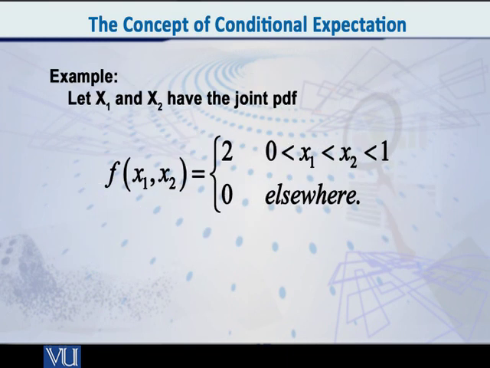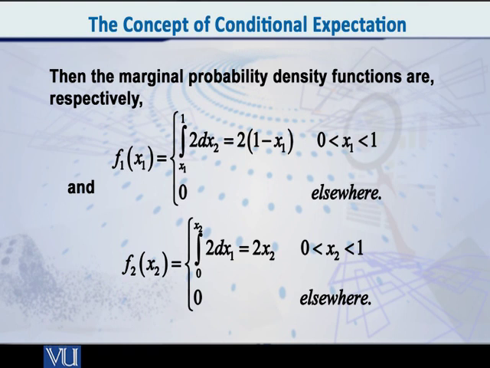Let us now also look at an example. Suppose that x1 and x2 have the joint PDF f of x1 x2 is equal to 2, where 0 is less than x1 and x1 is less than x2 and x2 is less than 1. ये हमारा joint PDF है. अब अगर हम सबसे पहले marginal densities निकालना चाहें तो हम निकाल लेते हैं just by the usual method. f1 of x1 will be the integral of this joint density function, where the limits of the integral will be x1 to 1 and the integral is being taken with respect to x2.